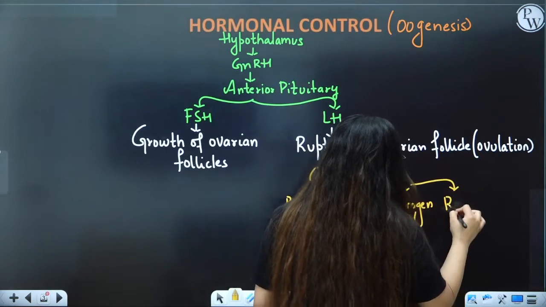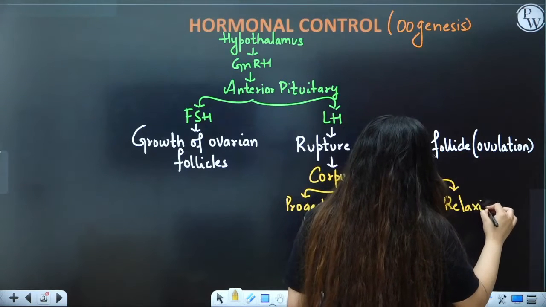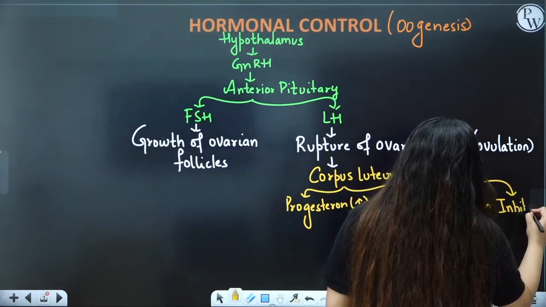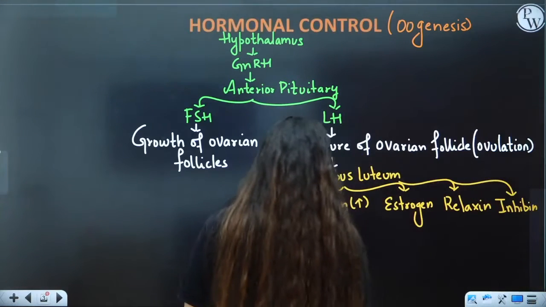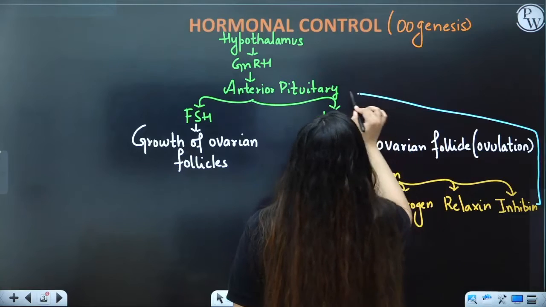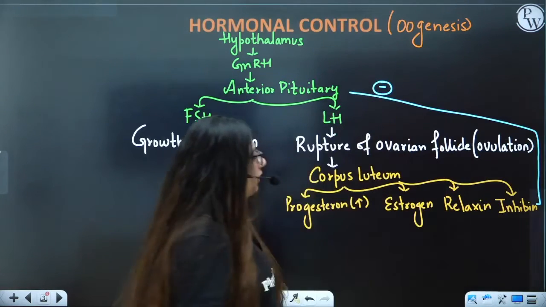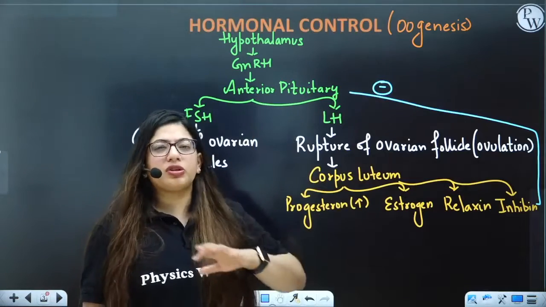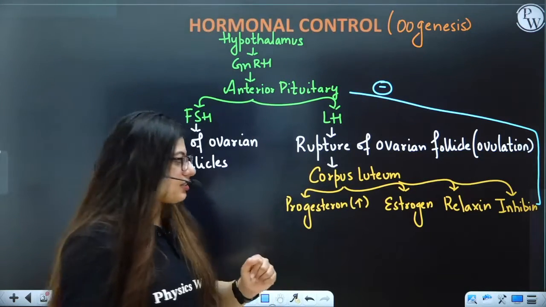relaxin, and inhibin. You all know what is the function of inhibin? Yes, inhibin gives negative feedback to the anterior pituitary, right? Whenever there is a high amount of this hormone, it will give negative feedback to the anterior pituitary so that no more hormones are released. All right.